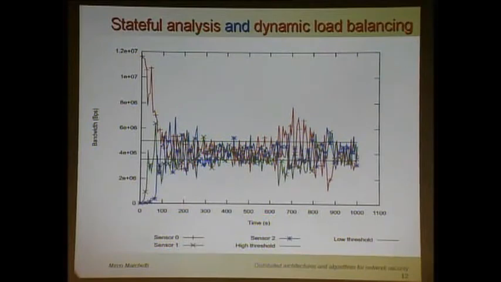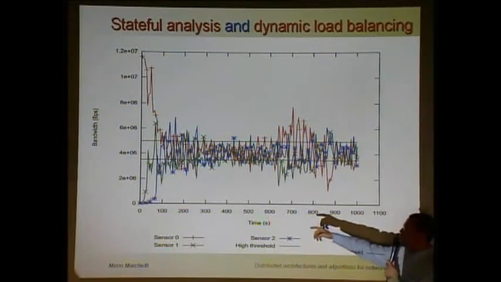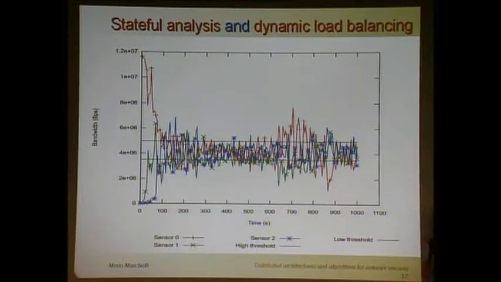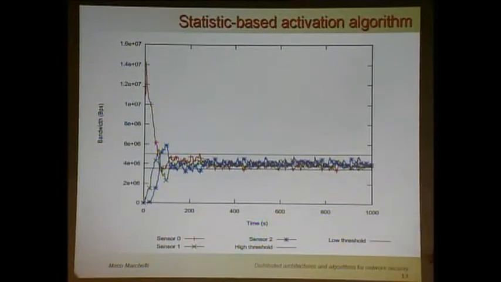detection systems. As we can see, at the beginning of the experiment, at time t equals 0, there is a severe load imbalance because all the load is on one sensor while the others are completely unloaded. The dynamic load balancing algorithm triggers and starts to distribute evenly the load among the sensors. Now, this is definitely an improvement with respect to the non-balanced situation. However, we can see that there is space for improvement, and we improve this algorithm by using statistic-based activation triggers.